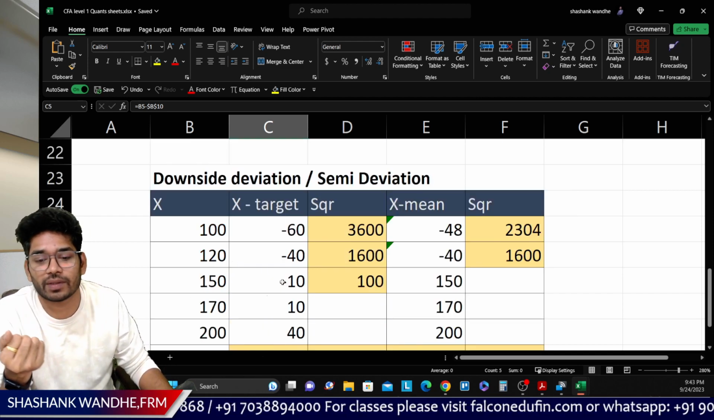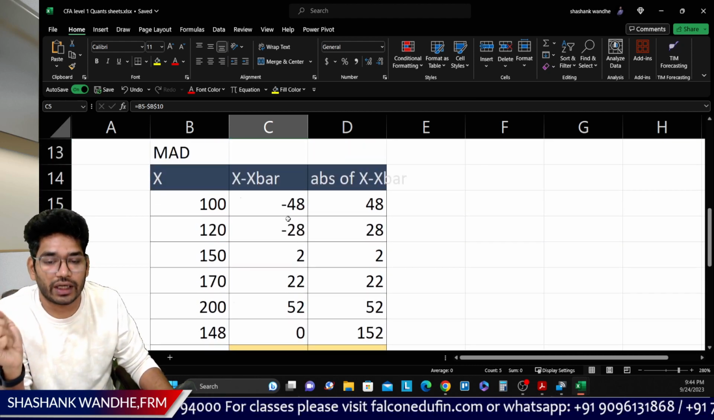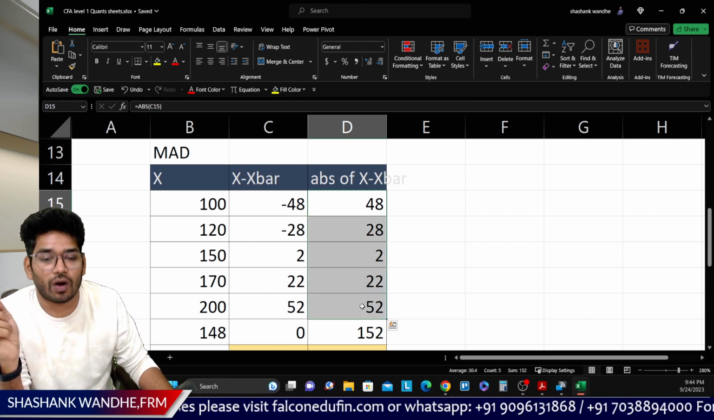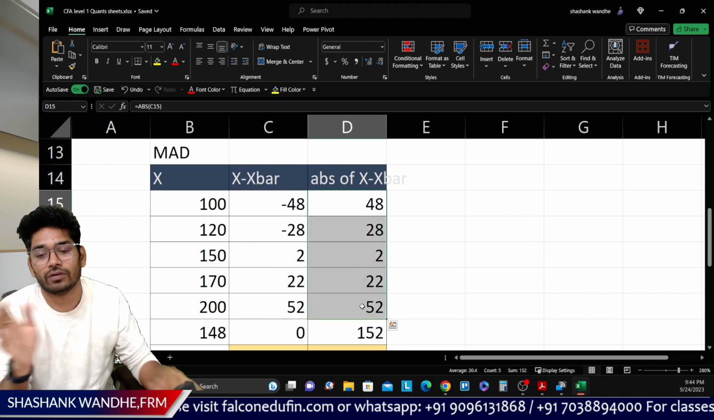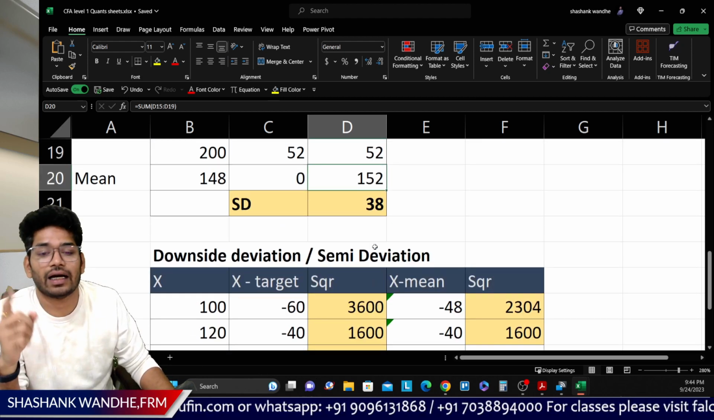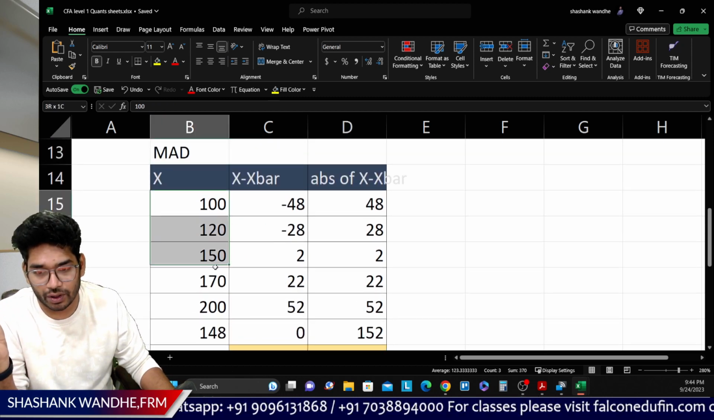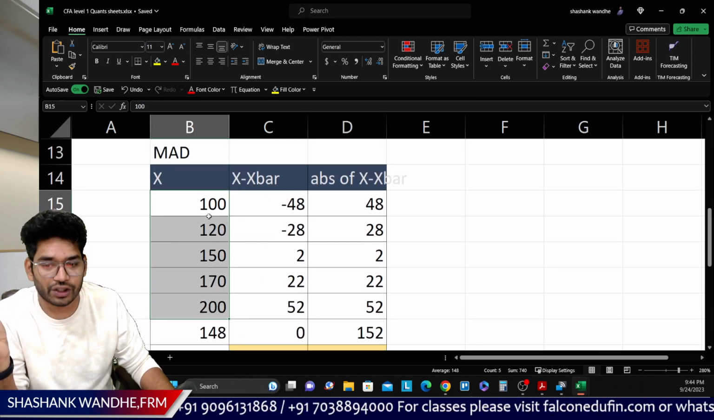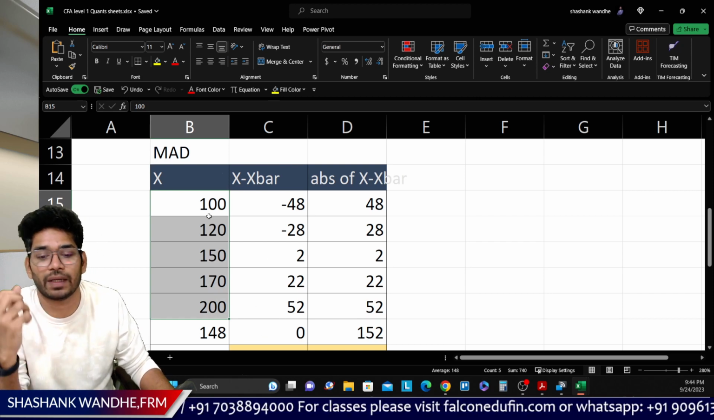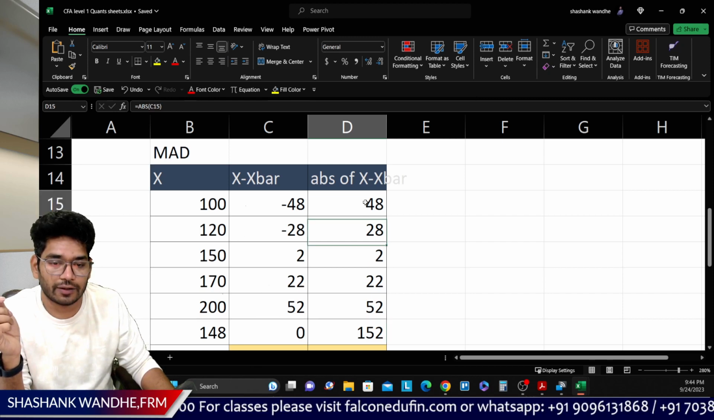and simply assume all these are positive signs and solve your answer? Yes, totally possible. And we call this MAD, mean absolute deviation. So here in mean absolute deviation, we simply take the absolute values, that is 48, 28, 2, 22 and 52, then add them and divide by 4. Here we have 5 observations. We are calculating standard deviation assuming sample, and that's why we are taking n minus 1 here.